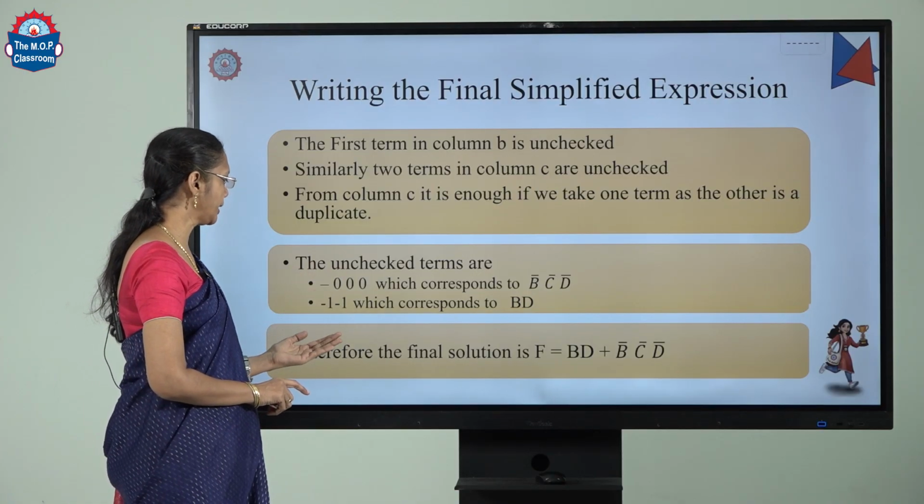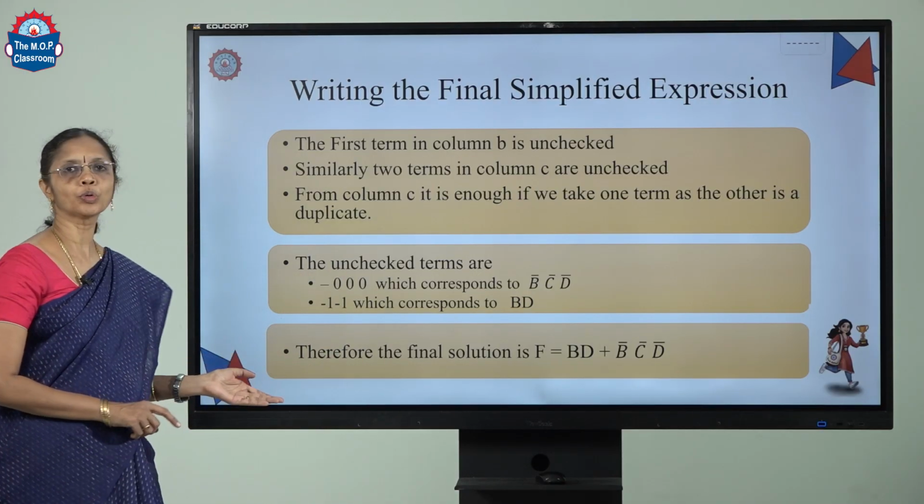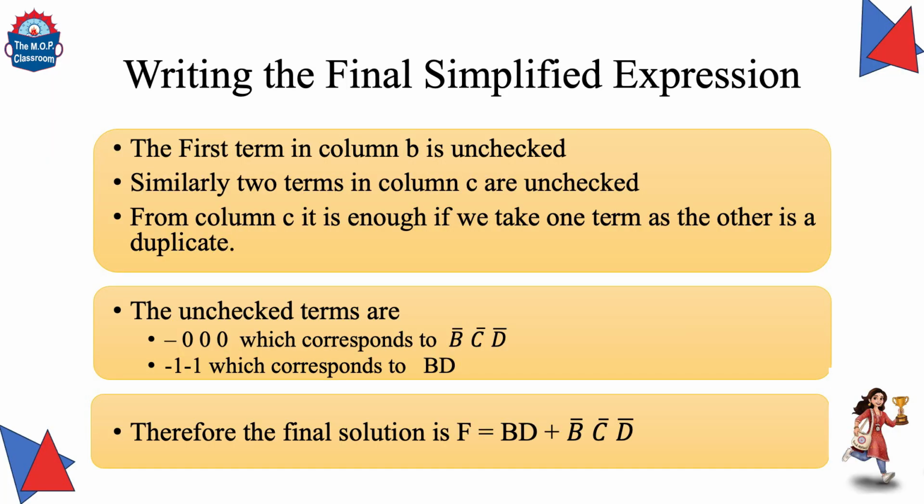So after finding them, you have to just combine to write your final solution. The final solution is F equal to BD plus B dash C dash D dash.